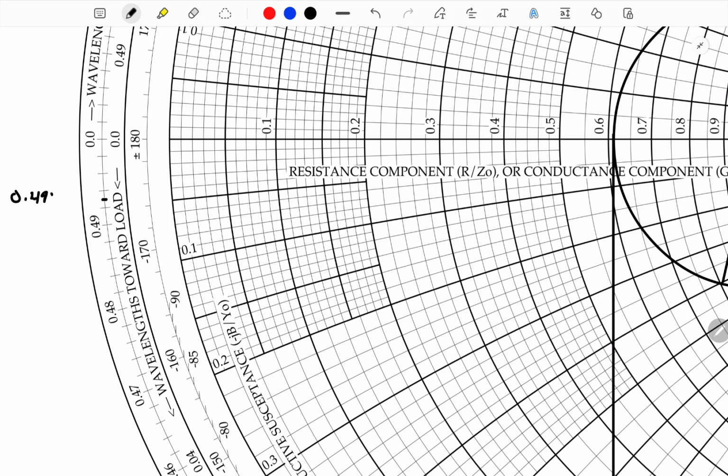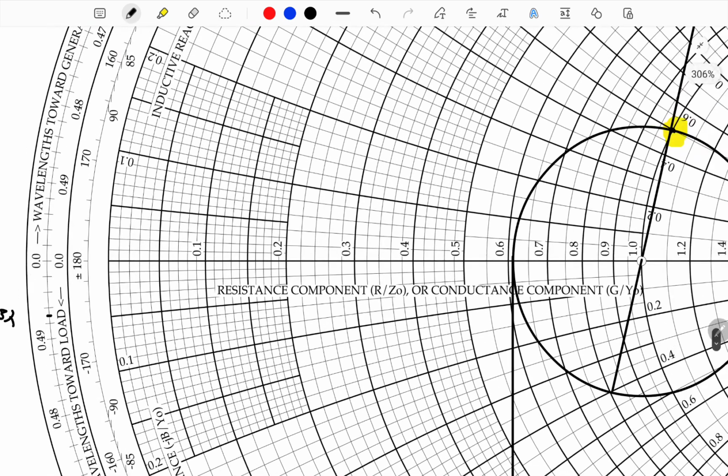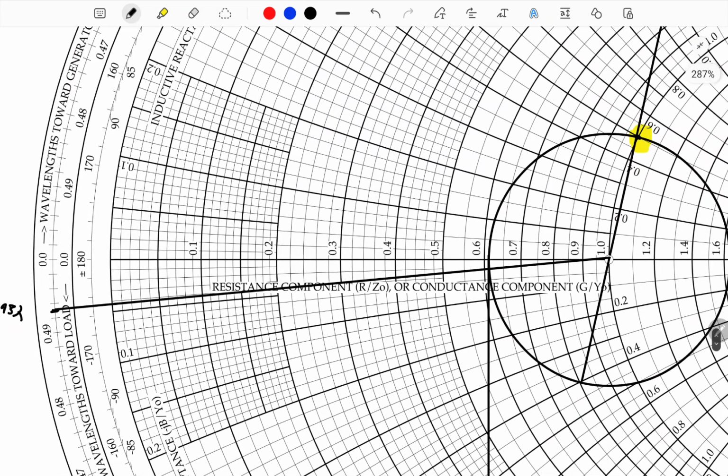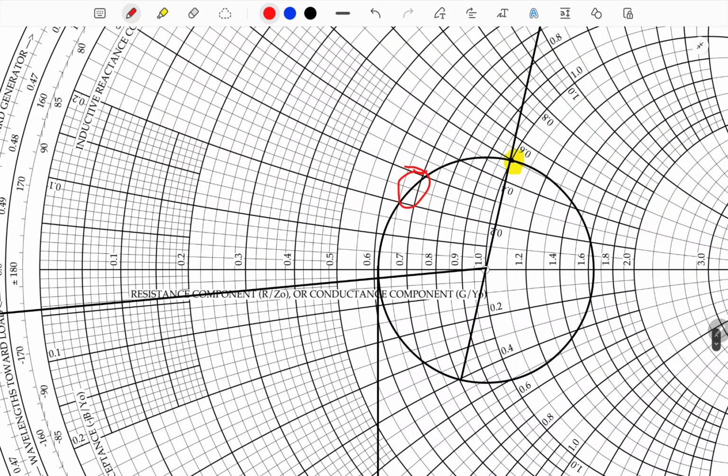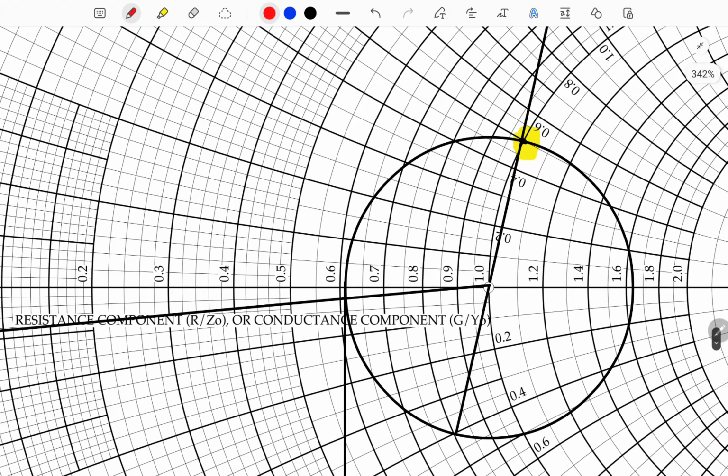And now we're going to draw a line from this dash all the way to the point, like this. That should be good enough. Now to find out the actual point, you have to look at where it intersects on the VSWR circle, which is the circle here, and put a point there.